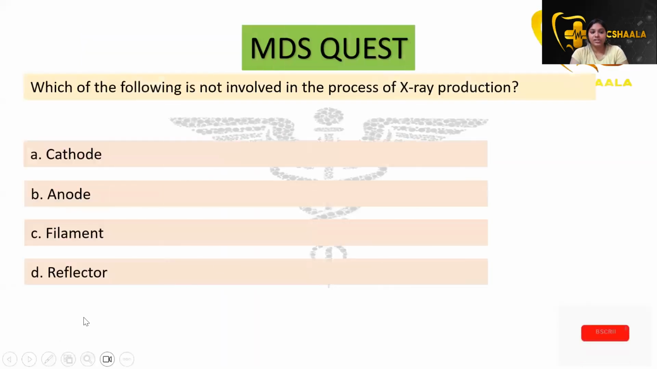Then coming to a question here. Which of the following is not involved in the process of X-ray production? The options are cathode, anode, filament, and reflector. You all know the answer. The answer will be reflector, right? We do not use a reflector.